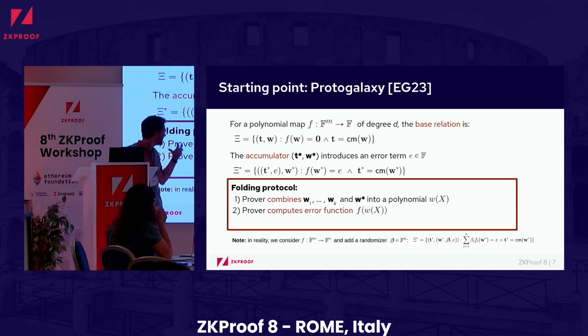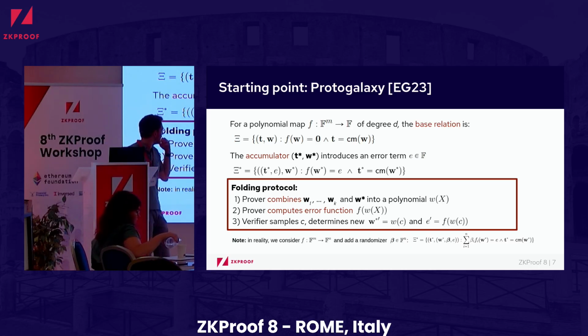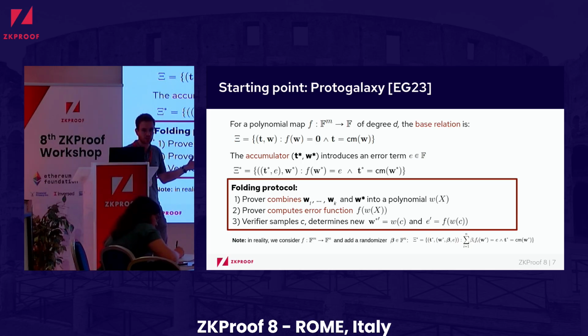Okay? The second step is the prover is going to compute the new error function evaluated on the polynomial with the witnesses. This is done by simply evaluating f on the polynomial that we just made. And the third point comes when the verifier samples a challenge, and then the prover will evaluate the polynomial on this challenge. This will determine the new accumulator, and will evaluate also the error function on the challenge sent by the verifier, and this is going to determine the new error. This is the way we create the next accumulator. It's a very simple protocol. The verifier sends this one challenge, and it determines everything that the prover has to do.